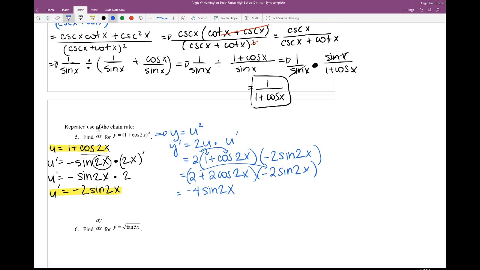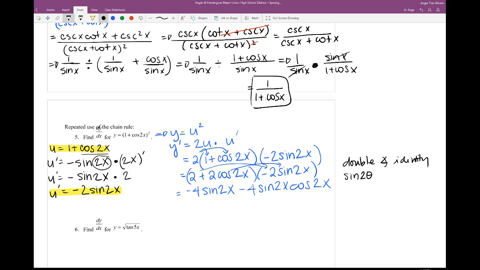And then from here, I now have a -4 sine of 2x cosine of 2x, okay? Now let me bring back a couple of identities. One of them is the double angle identity. So one of them I want to remind you is sine of 2 theta, or 2x, is 2 cosine of theta sine of theta.